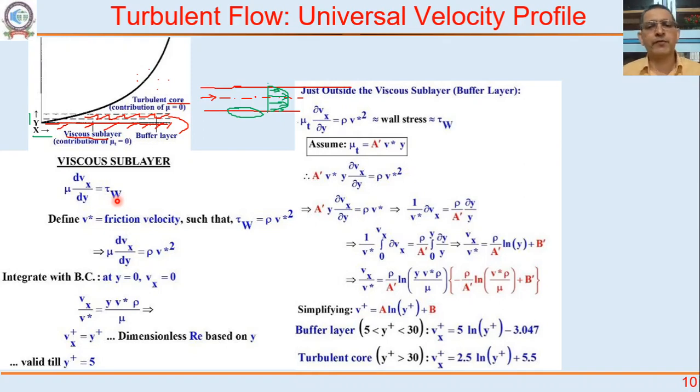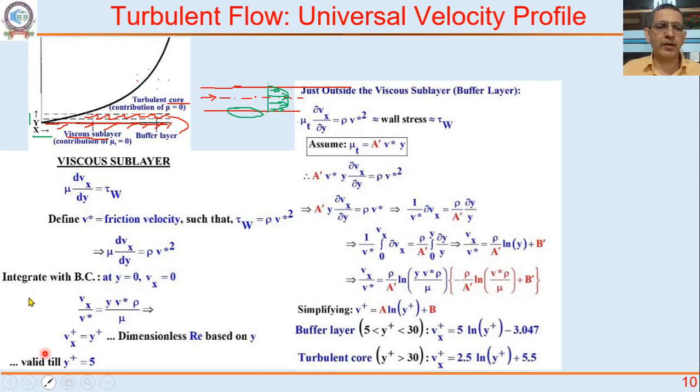We are going to define a couple of things. We'll see why we define that, but let's define them just now. We are going to define v star as a friction velocity. It's a characteristic of the friction that is occurring. So we will say tau w is defined such that it equals rho v star square. If I substitute that here, mu dvx by dy equals rho v star square. This is a first order differential equation. Integrate with y equal to 0, vx is 0. So you will get vx equal to rho v star square y by mu, or vx by v star we can write as y rho v star by mu.